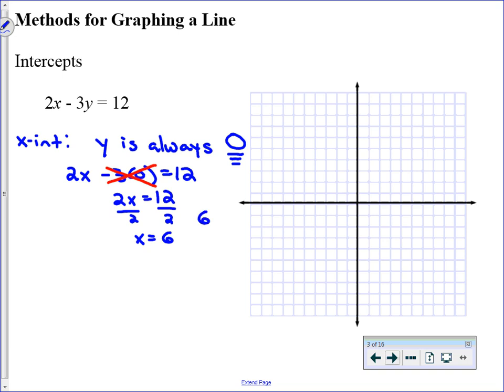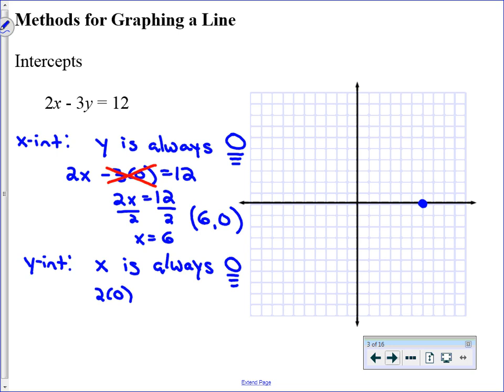So we have our first intercept that will actually be at 6, 0. So 1, 2, 3, 4, 5, 6, 0. I have my first point down. My next point here with my y-intercept, hopefully we can pick out what information we're going to have to do, because now we know instead of our y always being equal to 0, our x is always equal to 0 in this case. So when we plug that in, we end up with a 2 times 0.